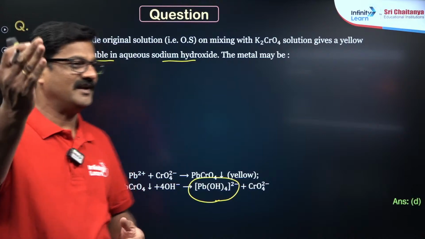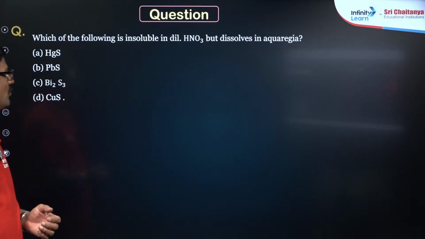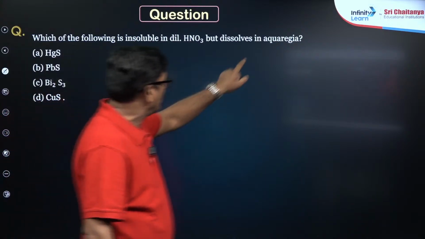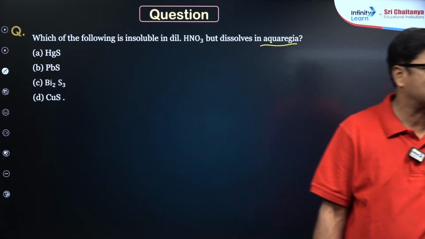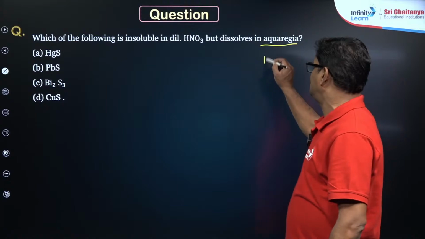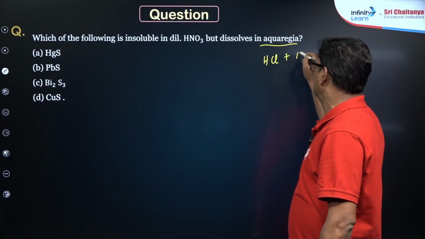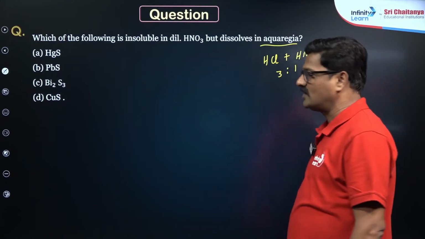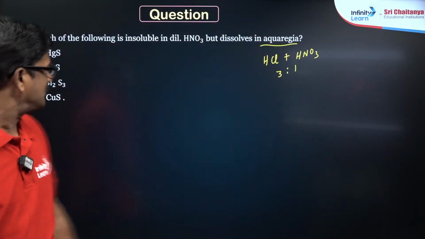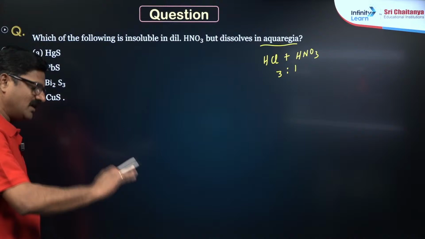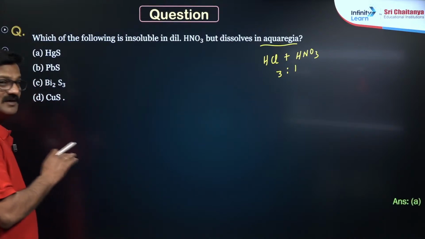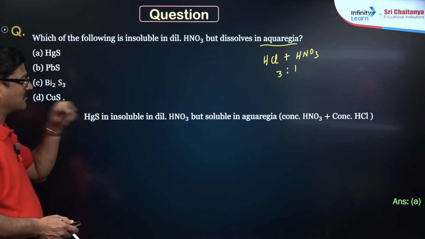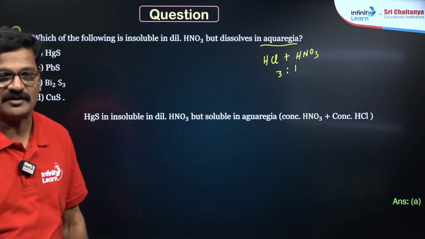Very good. Okay, so one more question. Which of the following is insoluble in dilute HNO3 but dissolves in aqua regia? What is aqua regia? Somebody in the chat box, tell me what is aqua regia. It is a mixture of concentrated HCl plus concentrated HNO3 in a 3:1 ratio. So any precipitate that dissolves in aqua regia, that is here HgS, is insoluble in dilute HNO3 but soluble in aqua regia. Okay, that's a very important topic.